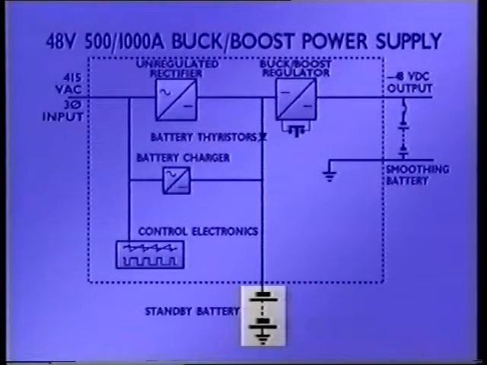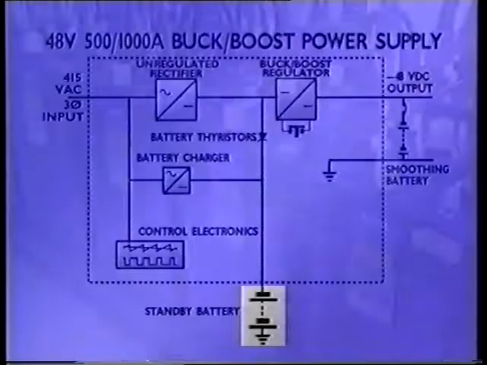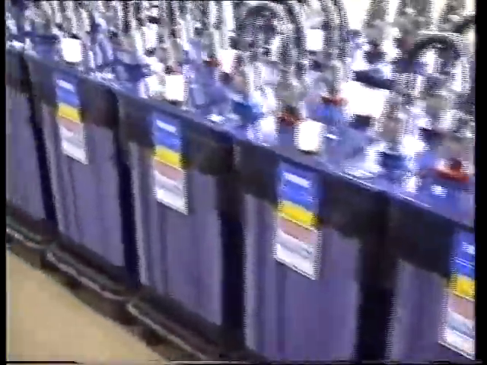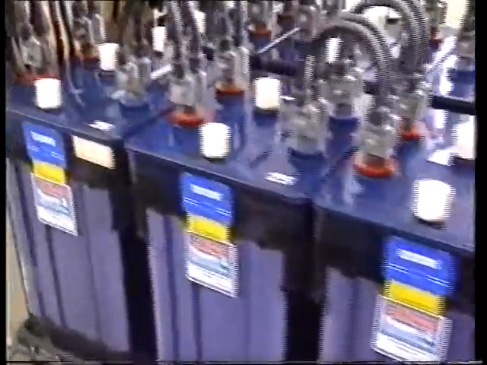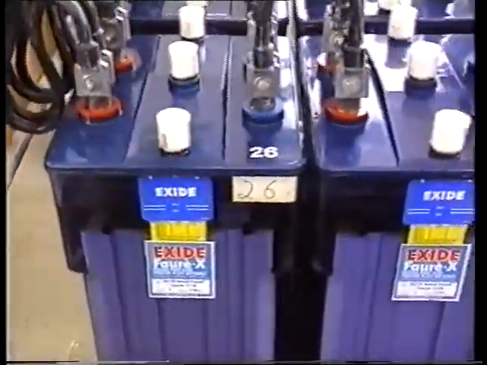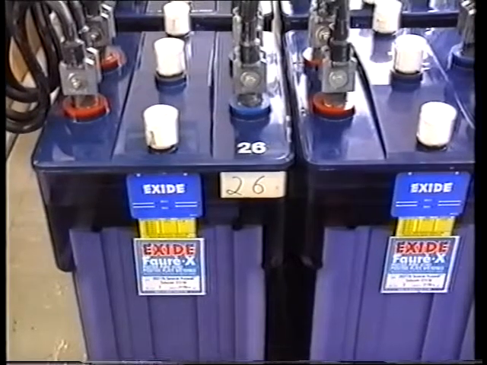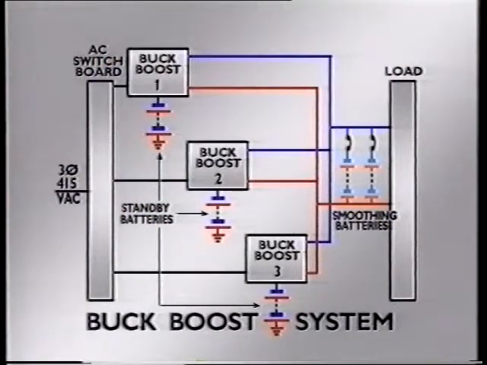4. Standby batteries. Each individual buck-boost power supply has its own dedicated standby battery associated with it, which usually consists of strings of 26 2-volt nominal cells. Let's look for a moment at a simple diagram of a complete system, and you can see how the standby batteries are configured. The way in which the standby batteries are configured is one of the major differences of the buck-boost system to online battery supplies.